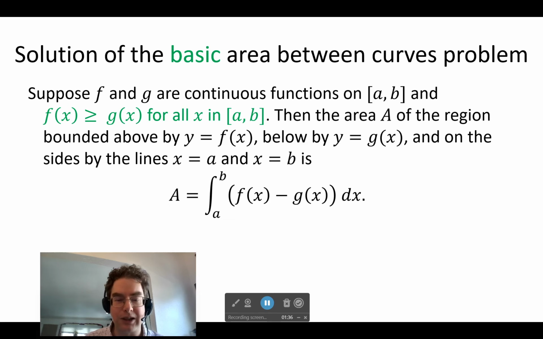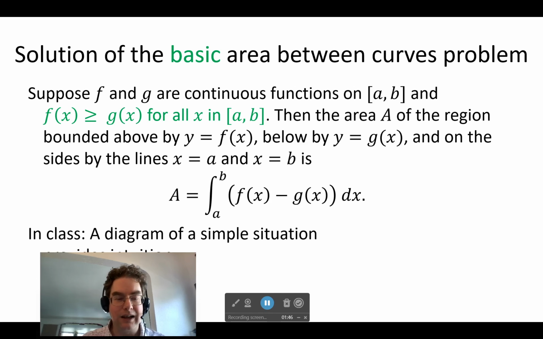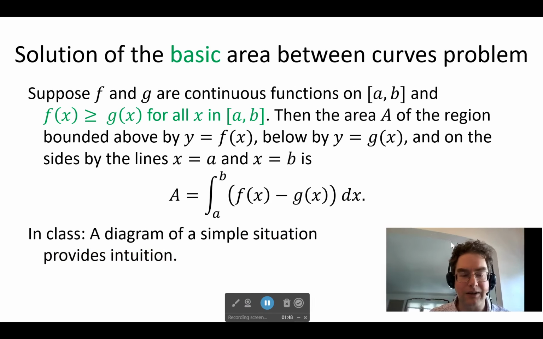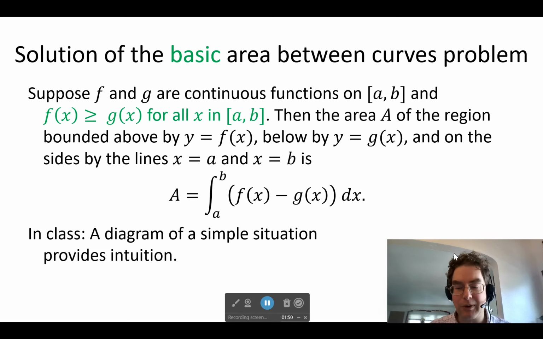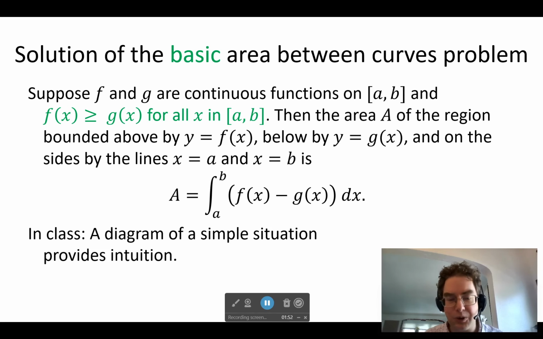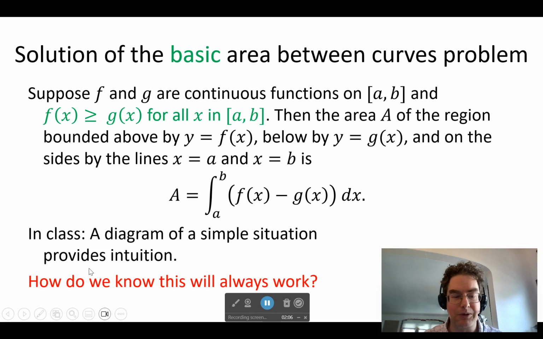Okay, well then we have the formula for computing that area. It's just going to be the integral from a to b of f of x minus g of x times dx. Now, in class, we will have a diagram that will provide some intuition for why this should be true. It would probably be believable, but of course it is a special case. It's only describing one situation, and you sort of have to wonder, what about other situations? How do we know this is always going to work? And that's exactly what we're going to address on the next slide here.